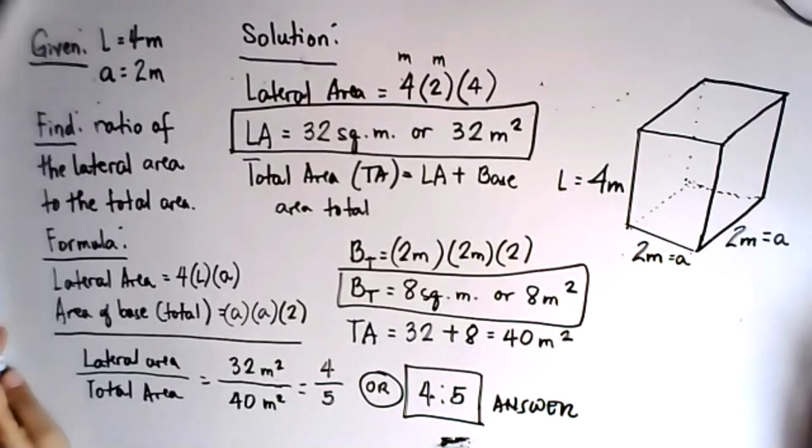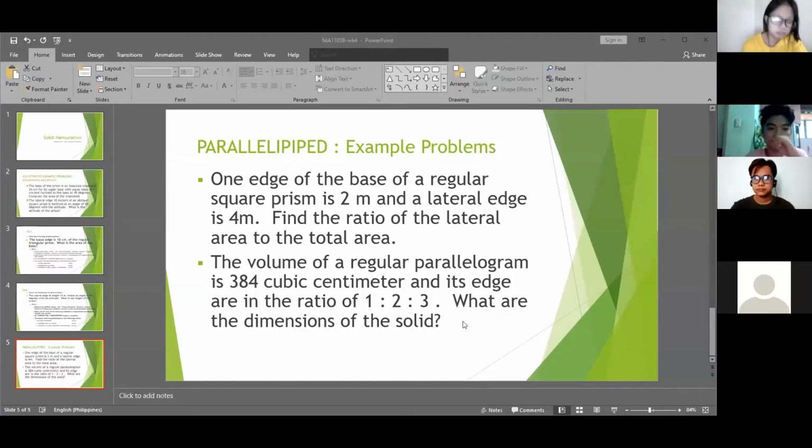Oh, may question pa? Question? Wala na kayong tanong? So we can go to the next problem. Okay. If you don't have any question, then I can go to the next problem. According to the next problem, the volume of a regular parallelogram is 384 cubic centimeter, and each edges are in the ratio of 1:2:3. So the question is, what are the dimensions of the solid?